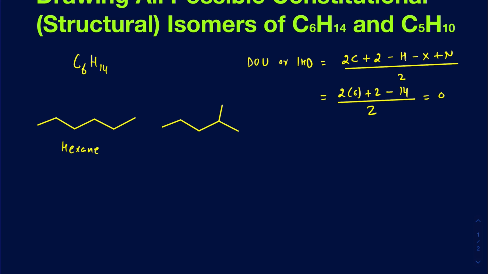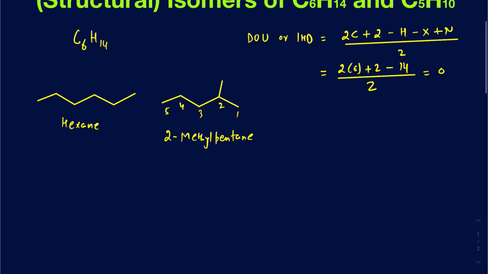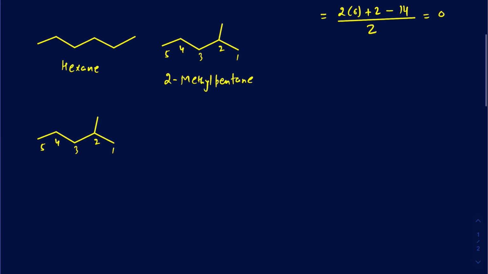So the name for this one should be, if I count from the right side, 1, 2, 3, 4, and 5. There is a methyl group on the 2nd carbon, so that's 2-methylpentane. Then you want to think of what else you could do to have a different connection and maybe have the same number of carbons in the main chain. Here we're starting out with 5, so maybe I can draw another one of those and see what the possibilities are.